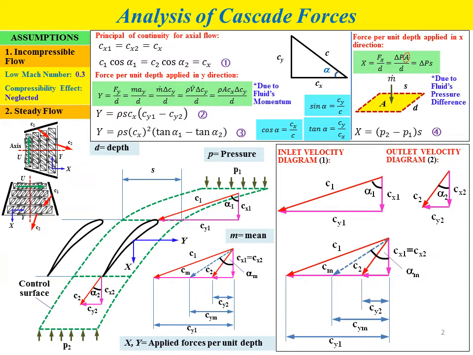Okay, next, from the equation we get Y equals rho s Cx (Cy1 minus Cy2). Okay, so by using the trigonometry approach for the C1 triangle and the C2 triangle, we get Y equals rho s Cx squared (tangent alpha 1 minus tangent alpha 2), which is equation number 3.